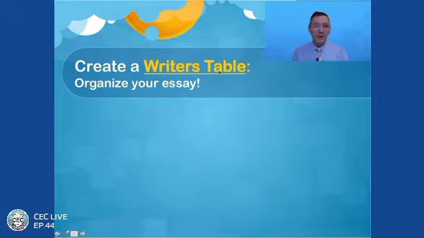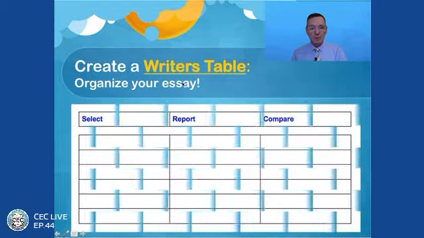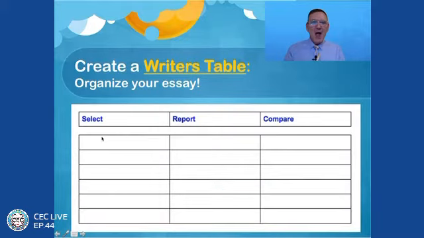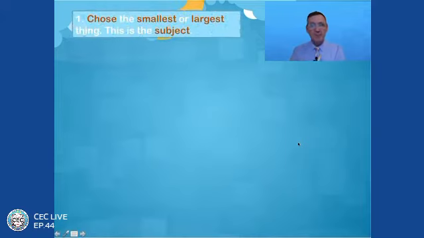I created this for my IELTS students at CEC to help them improve. We call this a writer's table. Basically, it's notes. A writer's table does what they tell you to do: select, report, and compare. That's what they ask. So create this table in a notebook to practice when you look at a bar chart. And then all we do is fill in the information.